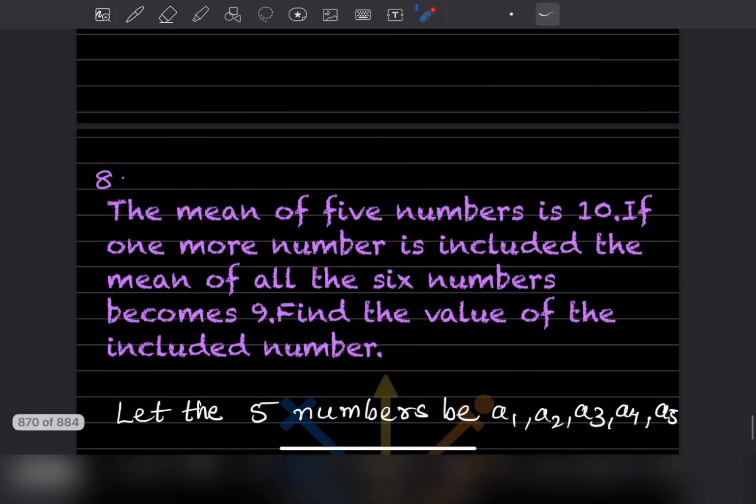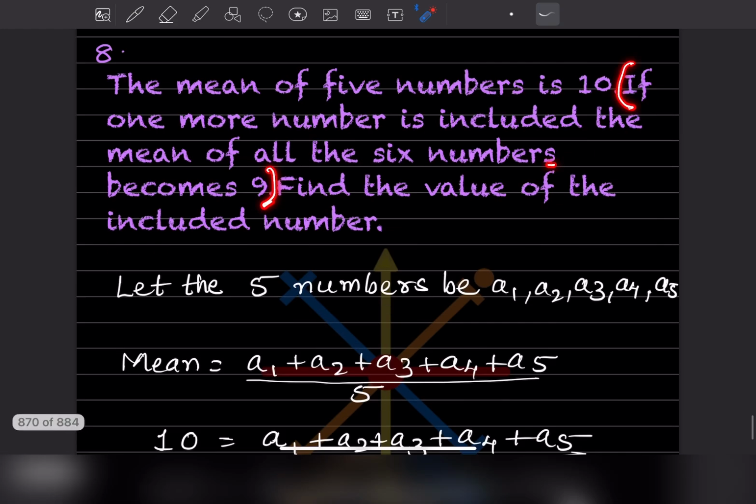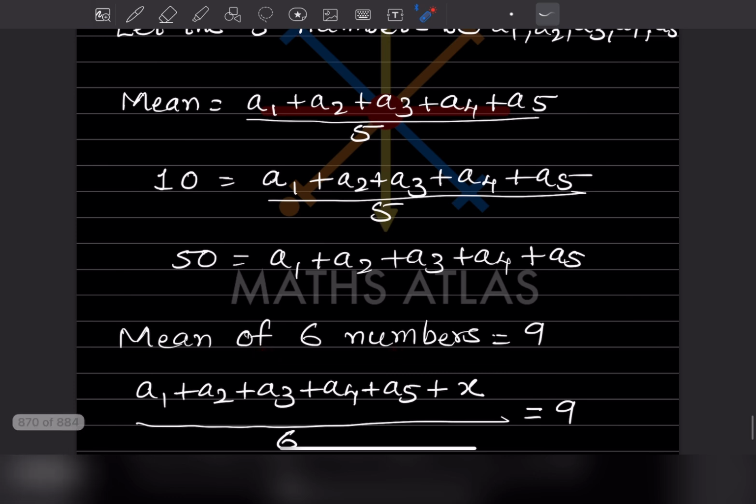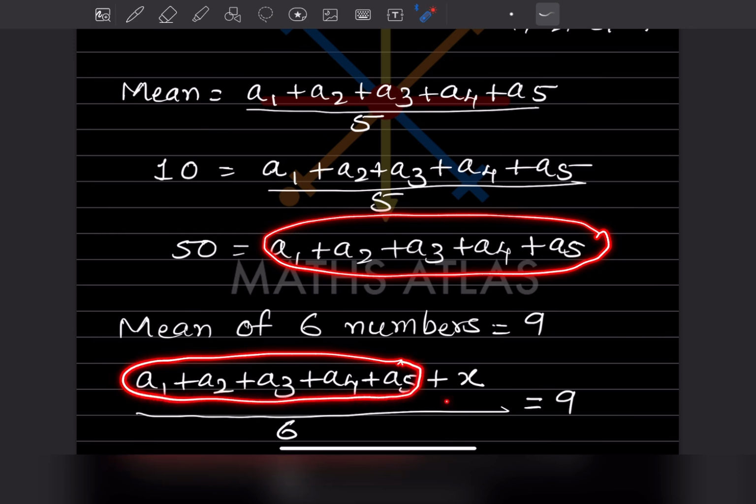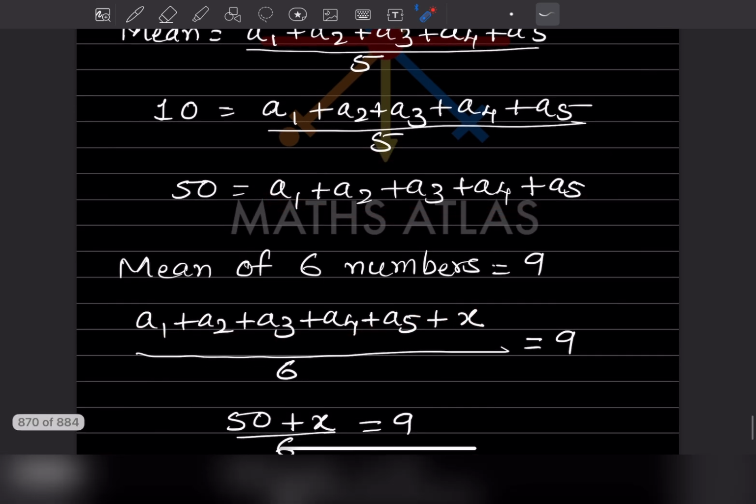Now the next sentence says, if one more number is included, the mean of all the 6 numbers becomes 9. So the mean of 6 numbers is 9. In this one, we are including one more number, so this stays as it is, and we put the new number as x. So (A1 + A2 + A3 + A4 + A5 + x), and now these are the 6 numbers, so divided by 6, the number of observations is 6, so that mean is equal to 9.